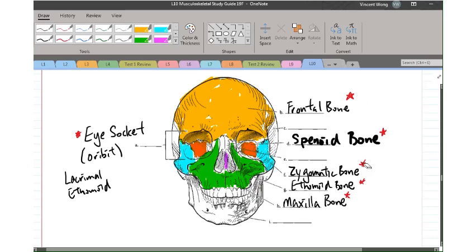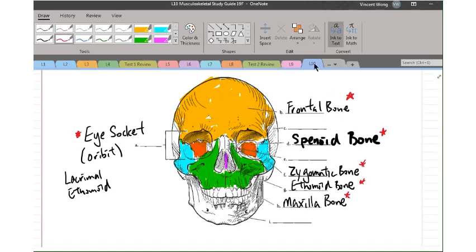So 1, 2, 3, 4, 5, 6 bones so far for the eye socket, and there is a 7th one. You cannot see it in this diagram, but that would be the palatine. If you remember, just a couple minutes ago I told you that there's a little dot here. That would be where the palatine bone is, and it kind of forms a U shape, and the bottom of the U is where the hard palate is going to be.